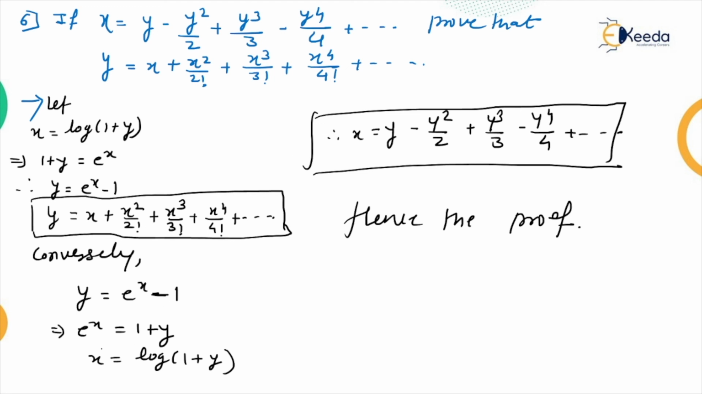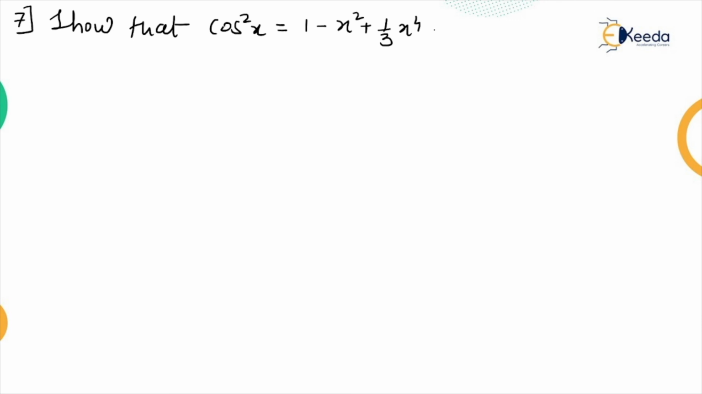Next, I am going to discuss example number 7. Show that cos square x is equal to 1 minus x square plus 1 by 3 x raised to 4 minus 2 upon 45 x raised to 6. We have to show this. The proof is very easy and understandable.